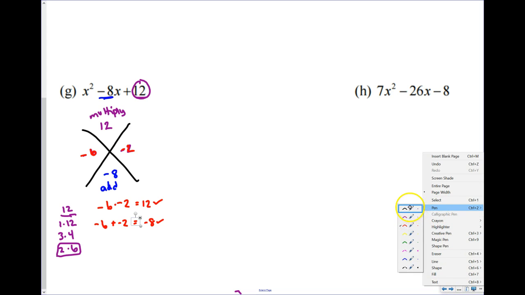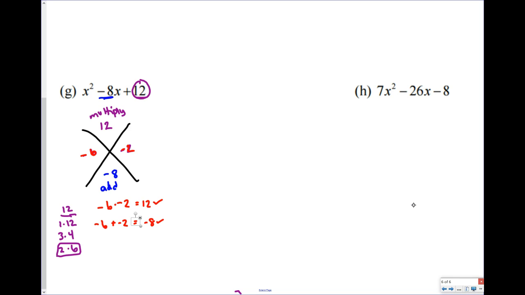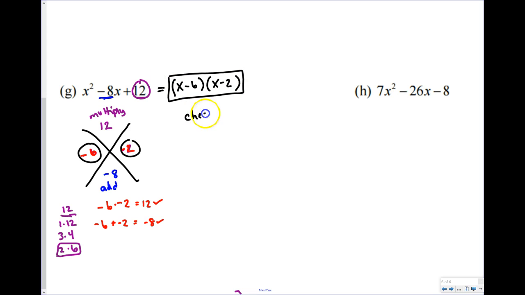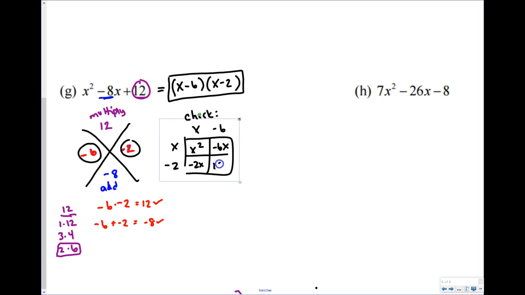And I know Ms. Vasquez is really good at figuring out what signs go where. And she's going to give you guys a little cheat sheet in her class about the X method and ways to pick your signs. So when I write my final answer, here are my two factors, -6 and -2, so my answer is x minus 6, x minus 2. And like I said, if I want to do a check, I can draw my box, put x minus 6, x minus 2, and do my check. This becomes a positive 12.